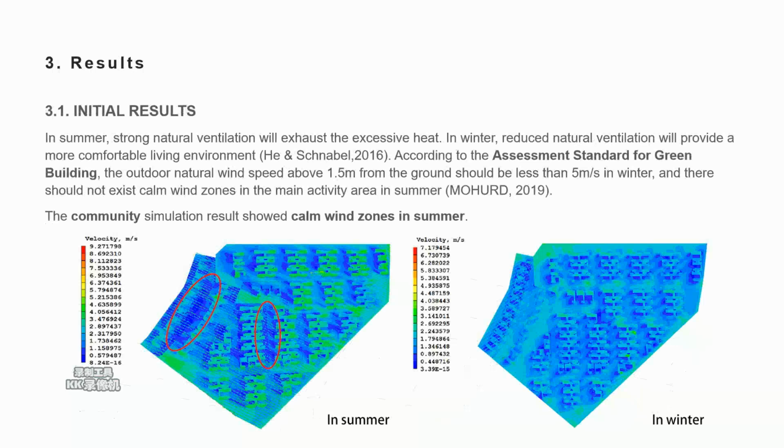And third, we got the results. First, we got the initial results. As we know, in summer, strong natural ventilation will relieve the excessive heat. In winter, reduced natural ventilation will provide a more comfortable living environment. According to the assessment standard for green building, the outdoor natural wind speed about 1.5 meters from the ground should be less than 5 meters per second in winter, and there should not exist calm wind zones in the main activity area in the summer. So, as the picture shows, the community simulation results show calm wind zones in summer, even though in winter all is good, but the initial results should be optimized.